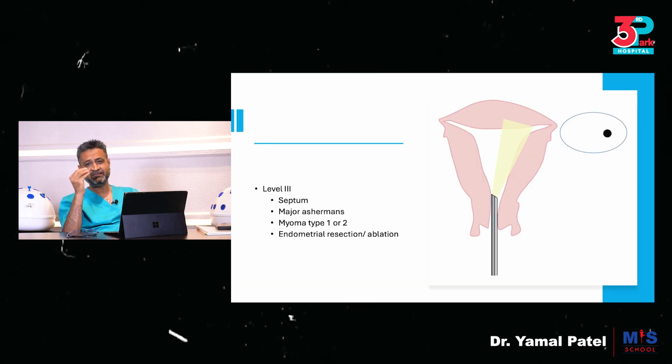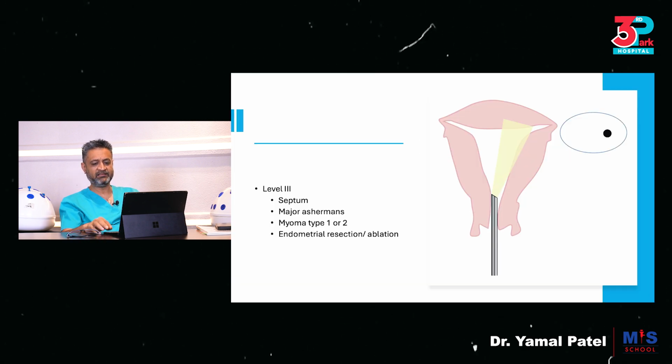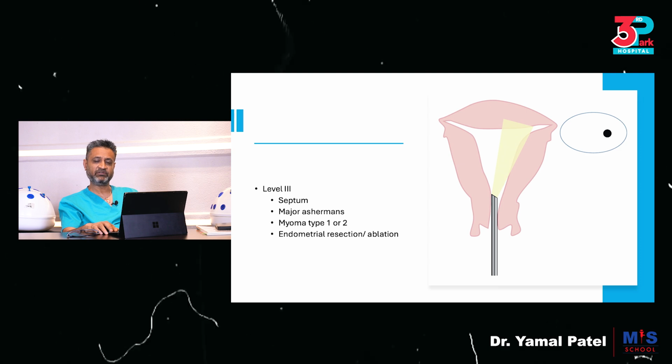To level 3, which is now more complex and requires specialized training, which is septum resection, to major Asherman's procedures, including myomas type 1 and 2, and endometrial resection and ablation procedures. So these are just a simple way of stratifying the levels of different operative procedures in hysteroscopy.